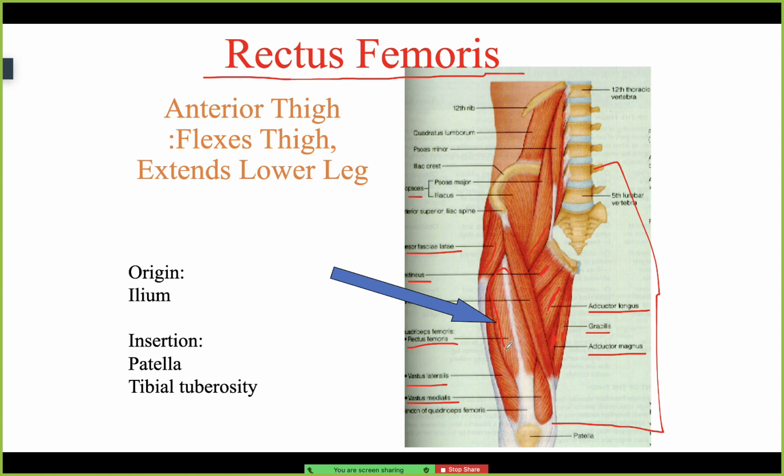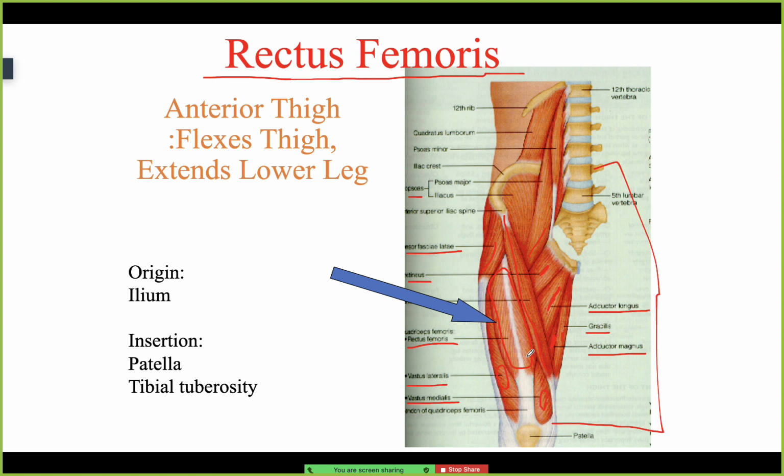This is the one that's on this slide. The sartorius that comes diagonal like a sword. The vastus lateralis because it's more lateral, and the vastus medialis because it's more medial. These are all of the muscles that are going to be on your list for femoral region. These guys are all going to be found on the anterior thigh, and their job is to flex the thigh and extend the lower leg.